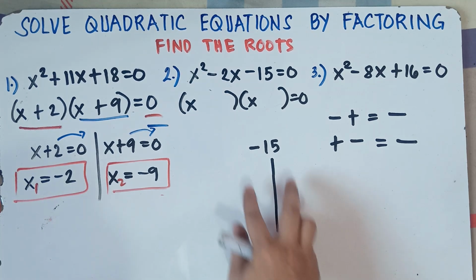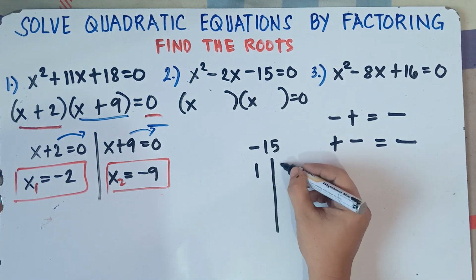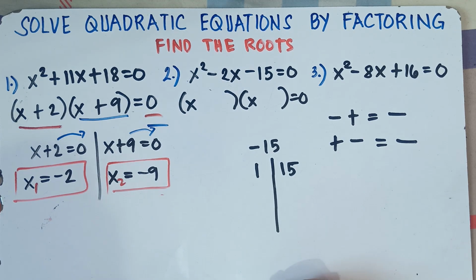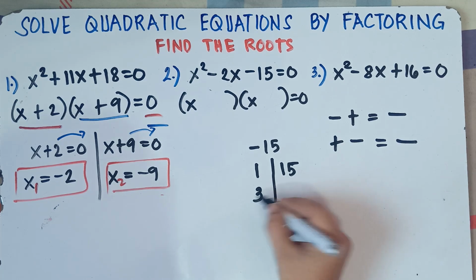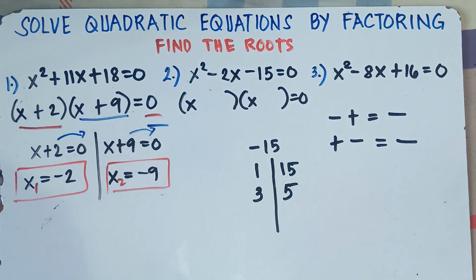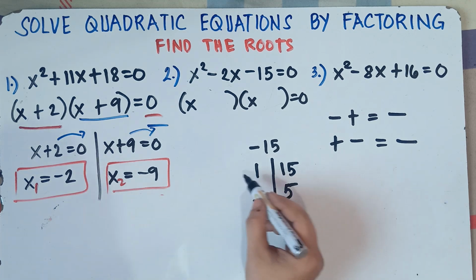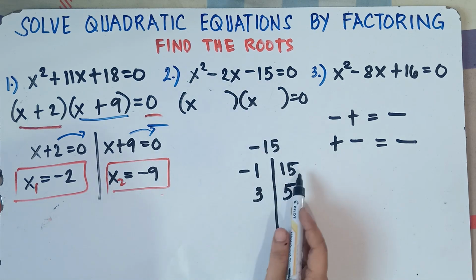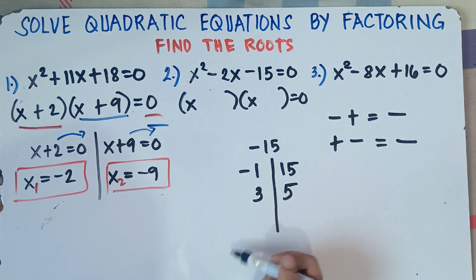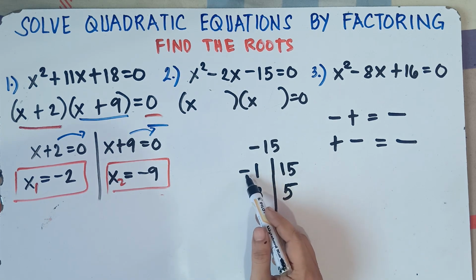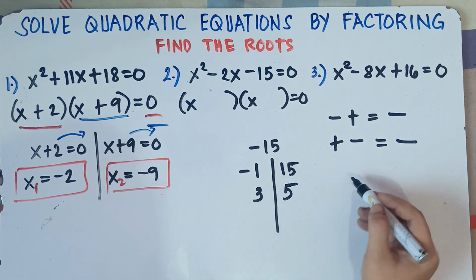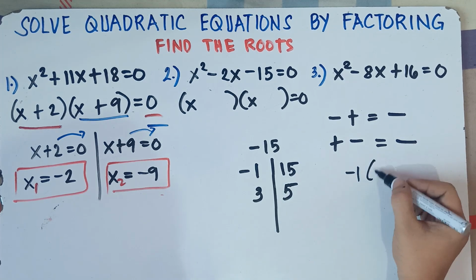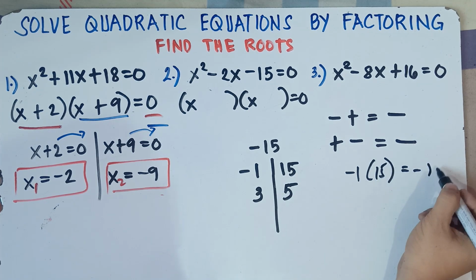Alright, so what are the factors of 15? We have 1 times 15. And then what else, class? That would be 3 times 5. Once again, one number should be negative. So if we select negative 1 and 15, can we get negative 2? When we multiply negative 1 times 15, that would be negative 15, right?